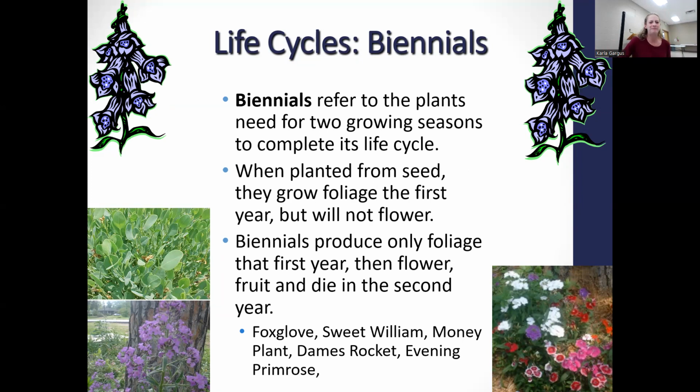But anyway, the life cycle of a biennial. This is a plant that needs two growing seasons to complete its life cycle. So when planted from seed, they're going to grow foliage that first year, but they will not flower. Okay, you will not see a flower. So they produce that foliage. Then the second year, they flower, fruit and die. Okay, and they may put down seeds.